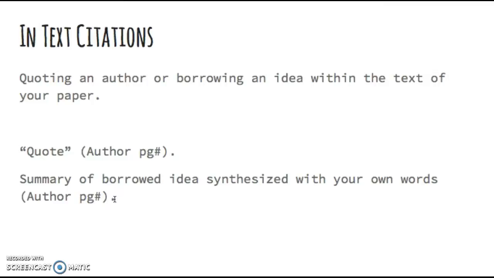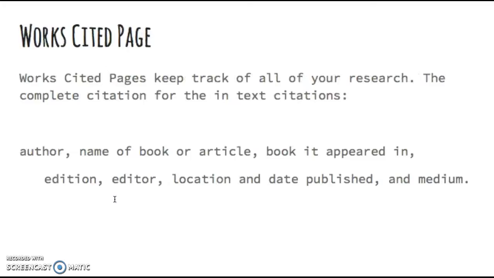An in-text citation is sort of a shortcut to the works cited page. And you can see here that we have just the author's last name and page number where we got the quote or idea from. All of the information regarding the text where this information came from can be found on the works cited page. The works cited page keeps all of our research. The in-text citations allow us the shortcut so that we don't have to write all of the information from a book or an article every time we want to place a quote or a borrowed idea in our paper.